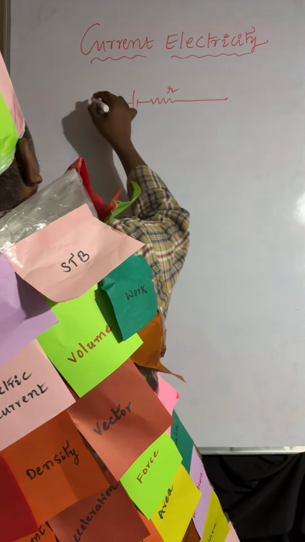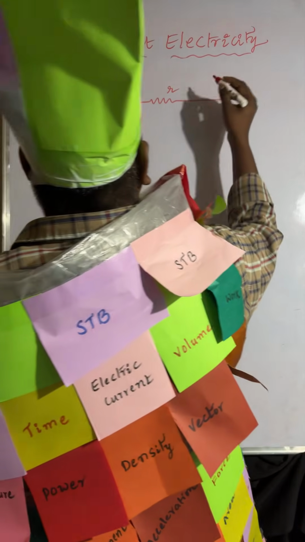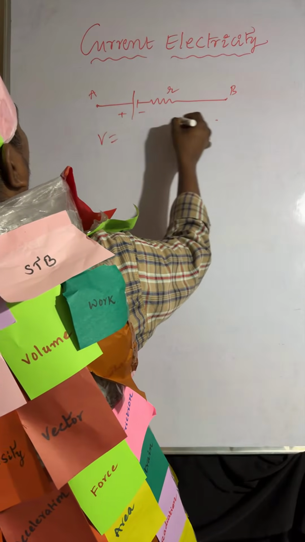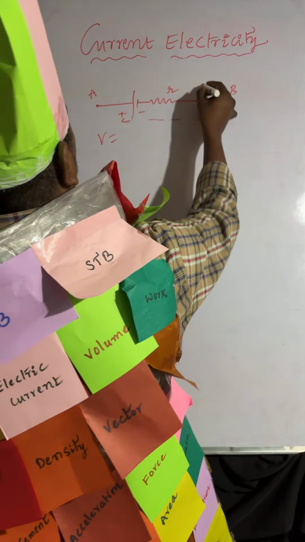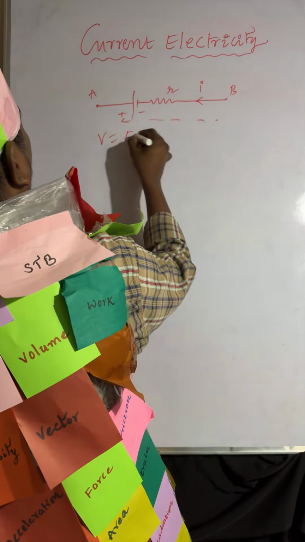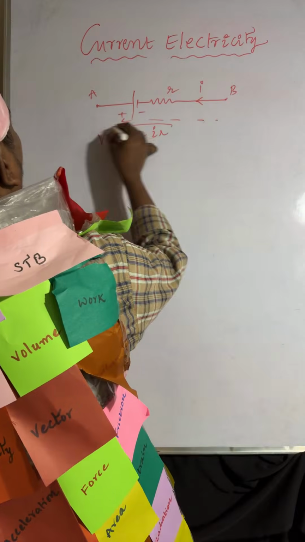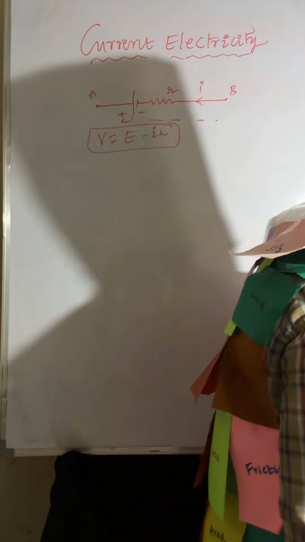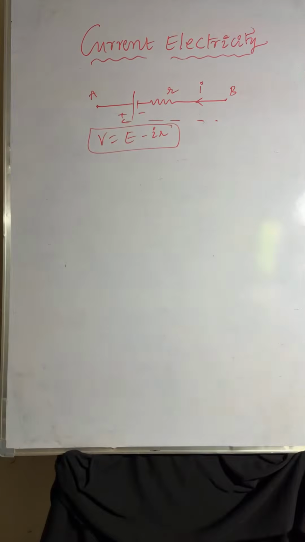Here you can observe this is A and B. The path goes from negative to positive, and you are moving along the current direction. So the IR term is negative and the EMF is positive. So the potential V equals E minus Ir. That is about internal resistance.